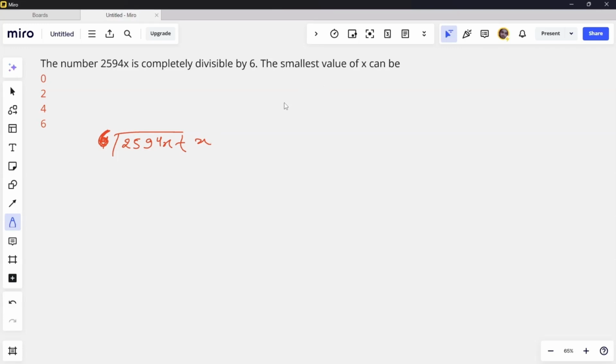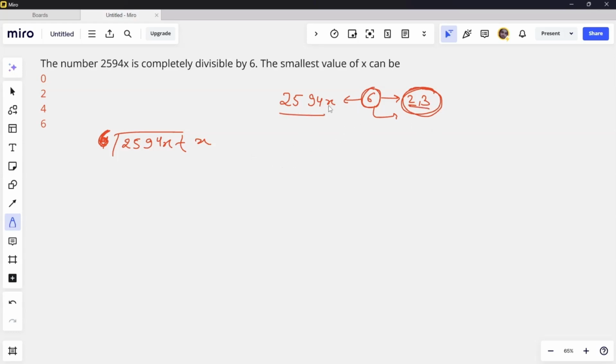Let me tell you. For this number 2594x to be divisible by 6, it should be divisible by 2 and 3, because 2 and 3 are a co-prime pair of 6. If the number is divisible by both of these numbers, that means that particular number will also be divisible by 6. So apply the divisibility rule of 2 and 3. Let's check if the number is divisible by both of these numbers or not.